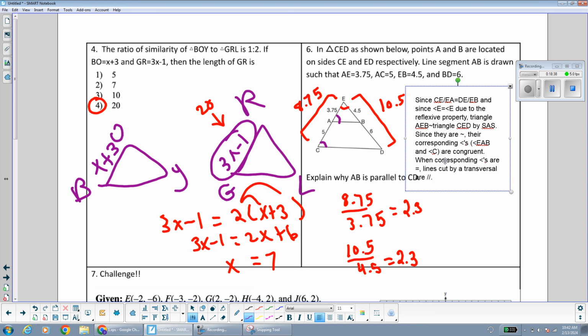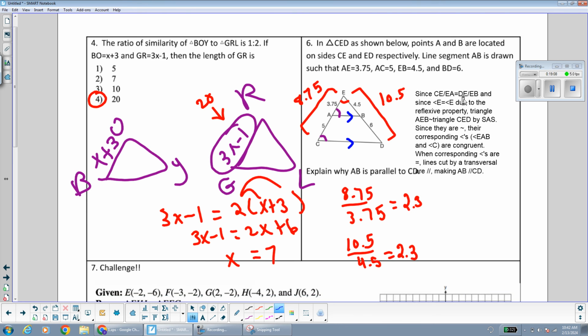Remember, corresponding angles are congruent when we have parallel lines, and they are also a way of proving we have parallel lines. Just like showing that we have congruent alternate interior angles proves lines parallel, showing that we have congruent corresponding angles proves lines parallel. So I'm going to just end here, making AB parallel to CD. And that's a complete response. It fully explains how I figured out that AB was parallel to CD with no jumps, no skips, nothing in between.